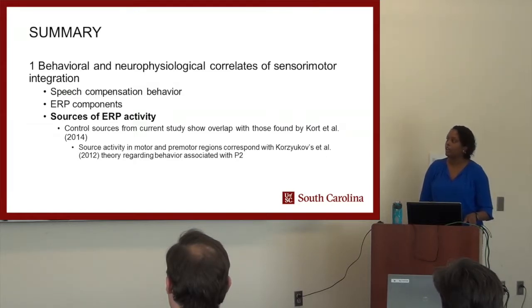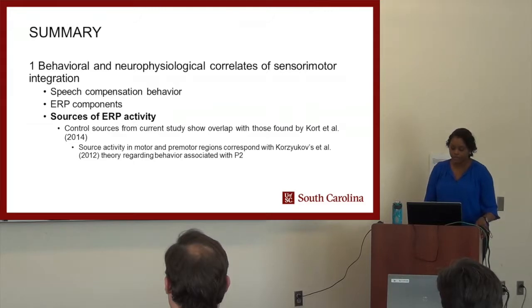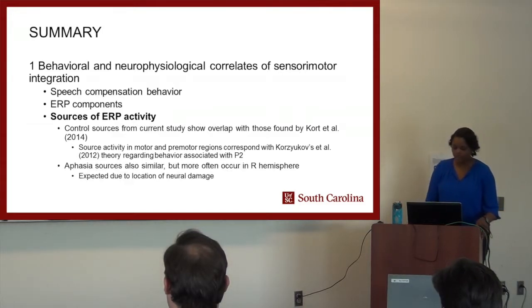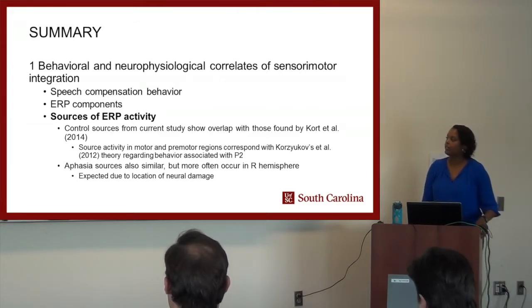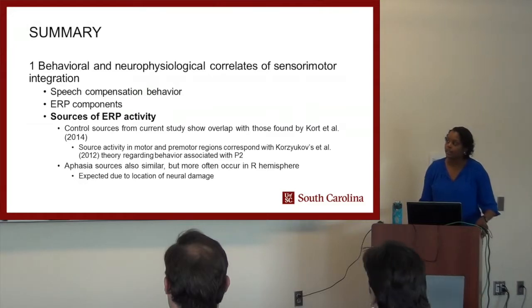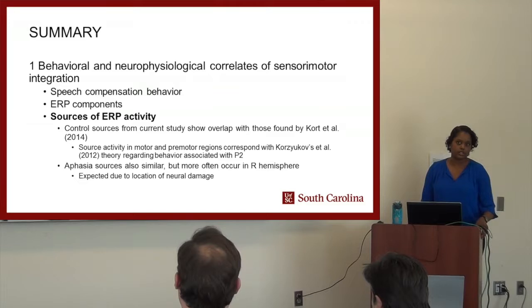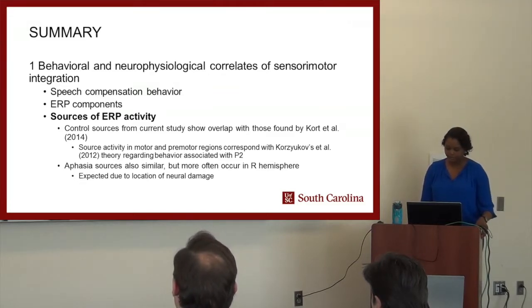So the control source differences that we found here show overlap with those found in the prior study, and the source differences we found in premotor and motor regions also correspond with what Korzikov posited about behavior associated with the P2. Our aphasia source differences were similar, but again, they more often occurred in the right hemisphere. We don't have anything to compare this to at this point, but this may be expected as a result of their neural damage.